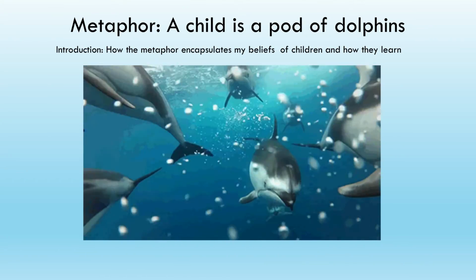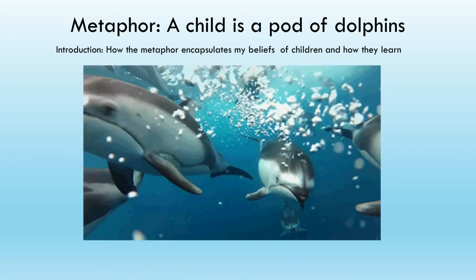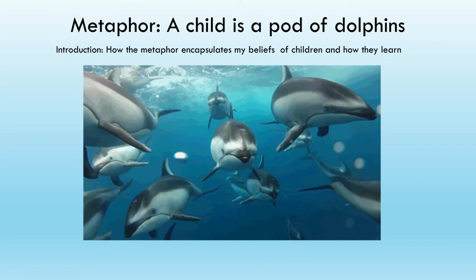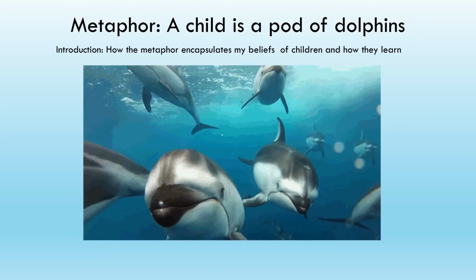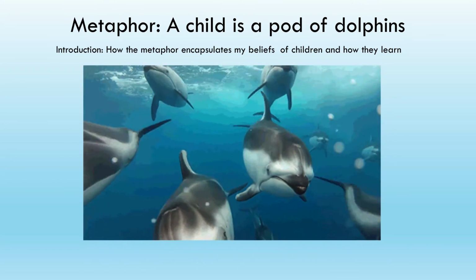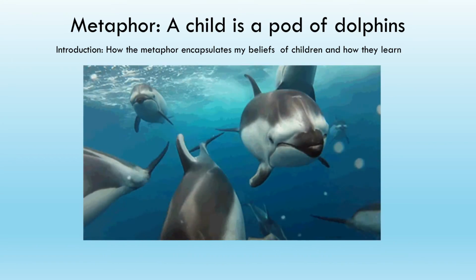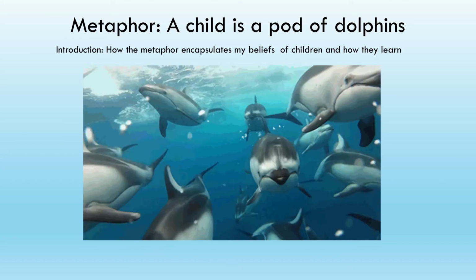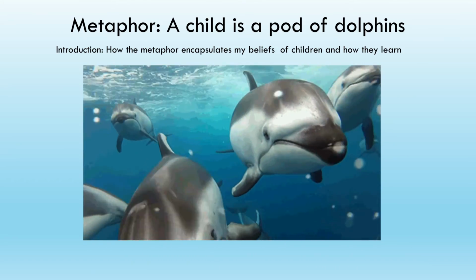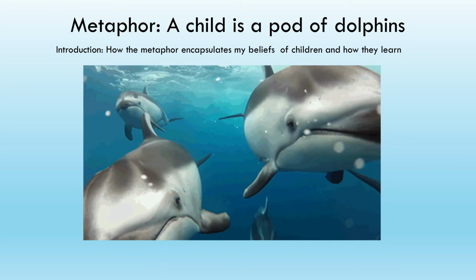A child is a pot of dolphins. When I think of dolphins, I see an animal who is playful, intelligent, social, curious and capable. These qualities are also found in children. Children learn best when they are social and in a play-based learning environment. They learn from their pod. It is important that educators recognise that children are social, intelligent, curious and capable.